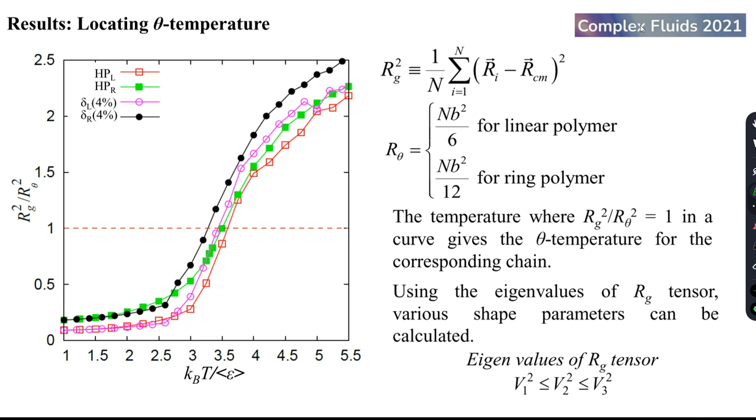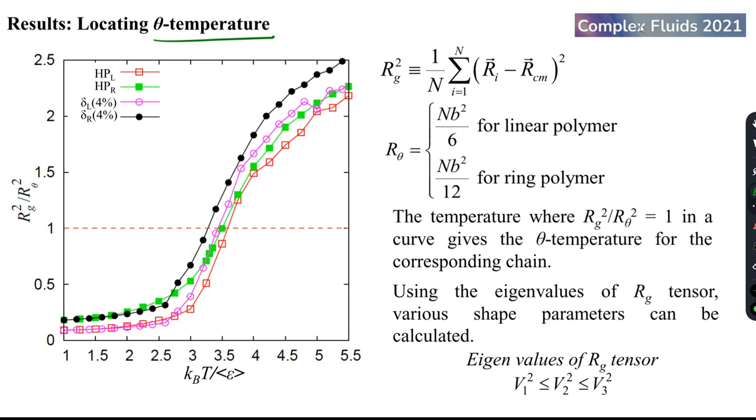So here we have determined the theta temperature. The theta temperature is the point where a real chain acts like an ideal one, because I'm going to use this theta temperature to rescale my plot. So the determination of the theta temperature is important here.